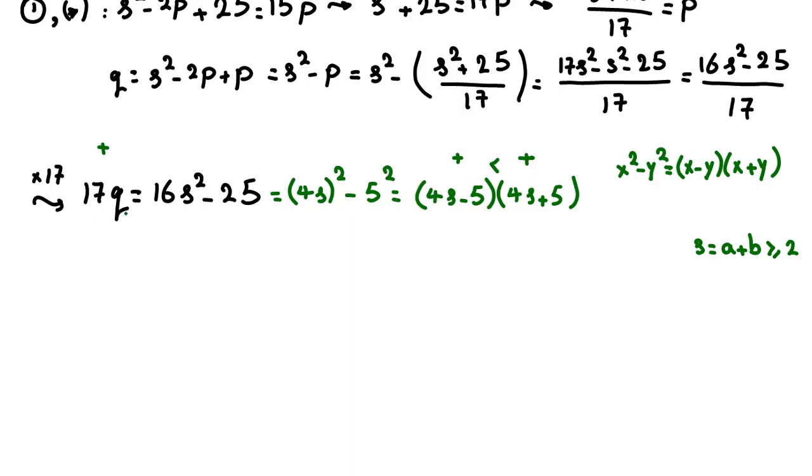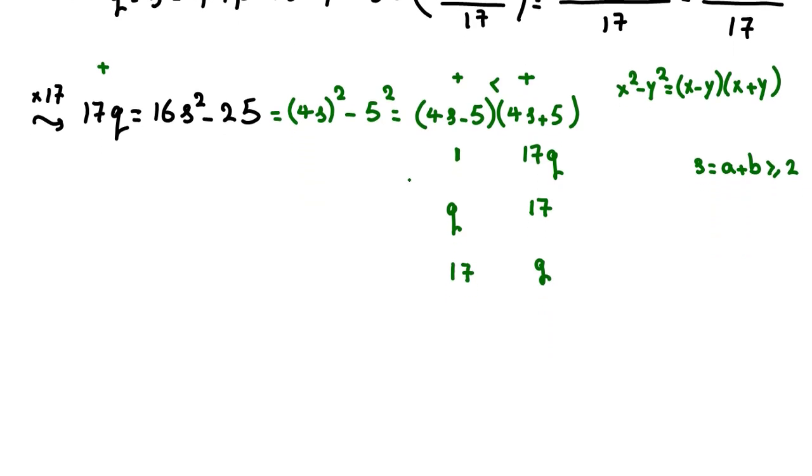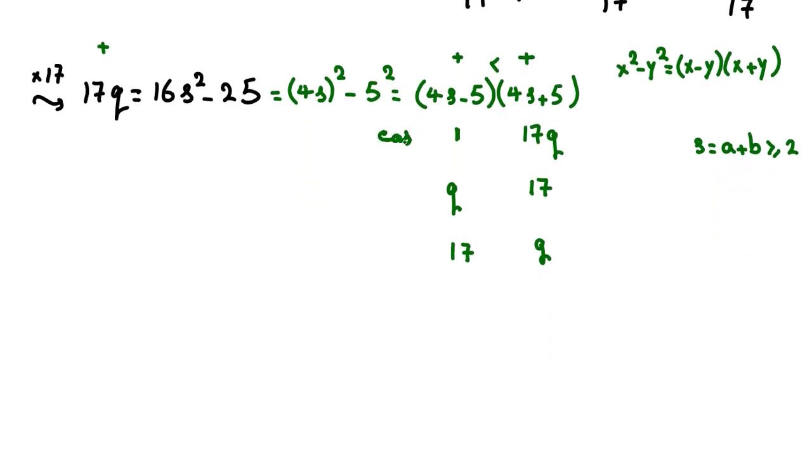Now, if we want to check the cases, this one can be 17q and this one can be 1. Because q is prime, you can divide into these numbers: 17 and q, or the other way, q and 17. And yes, we have only these cases. So let's consider these three cases: case 1, case 2, case 3.